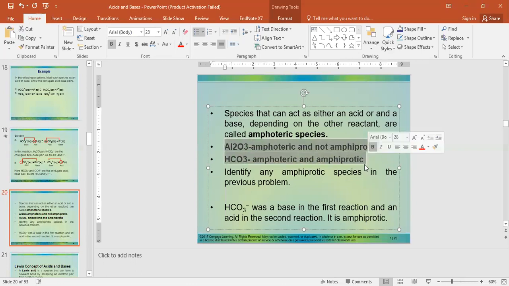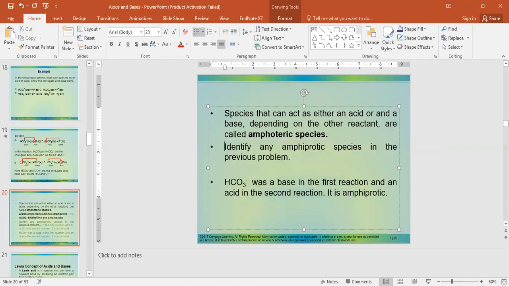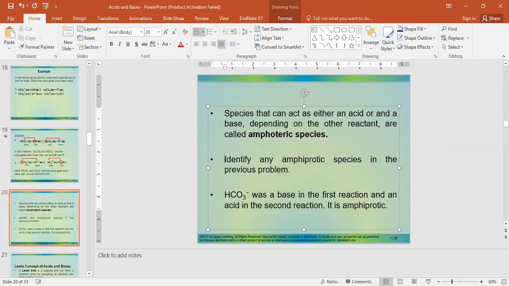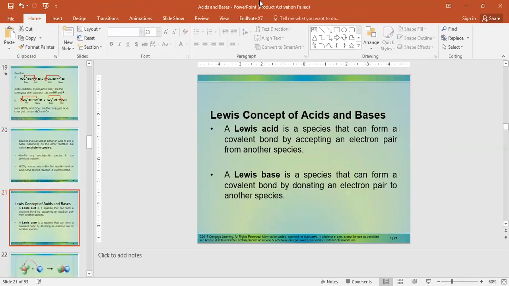But that's why we are saying that a species can be amphoteric, but not ambiprotic. So we go to the other concept of acids and bases. This is what we call the Lewis concept of acids and bases.